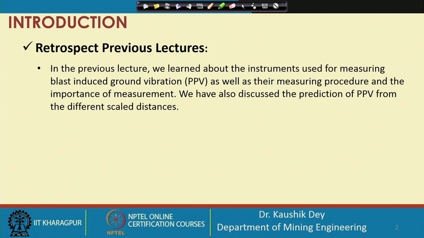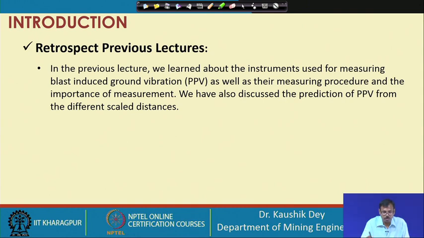In previous lectures, we have learned about the different blasting results and how those could be evaluated. Particularly in the last class, we discussed ground vibration, how the monitoring of that ground vibration may be carried out, and its importance. How the ground vibration may be predicted from earlier measurements of the ground vibrations was also discussed in the last class.